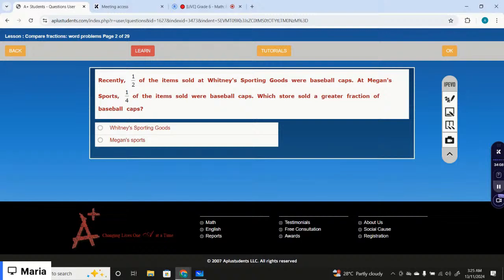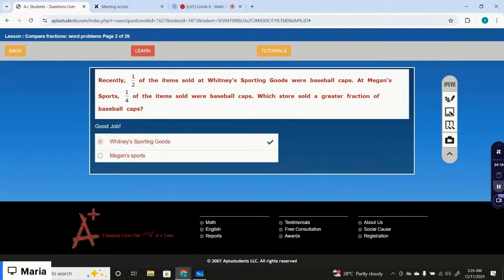1 by 2 is greater than 1 by 4. So Whitney's Sporting Goods has the greater fraction, right? Option number 1 is the correct option.